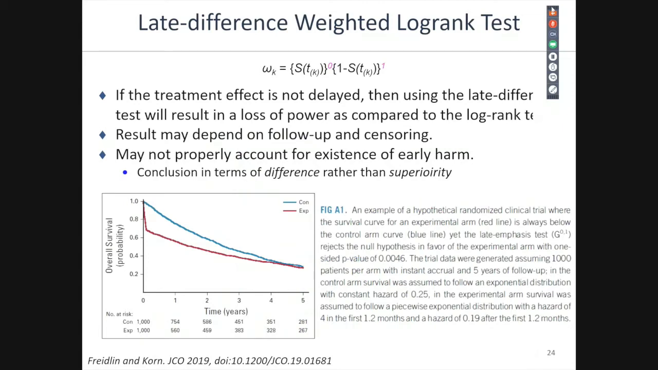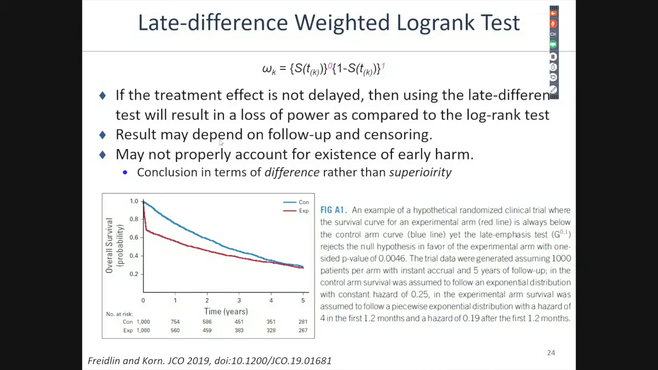Well, first of all, if the treatment effect is not delayed, then using this late difference test will result in loss of power as compared to the Logrank test. And we don't know this a priori before doing a trial. So, if we choose to use the late difference test, we can actually incur loss of power.